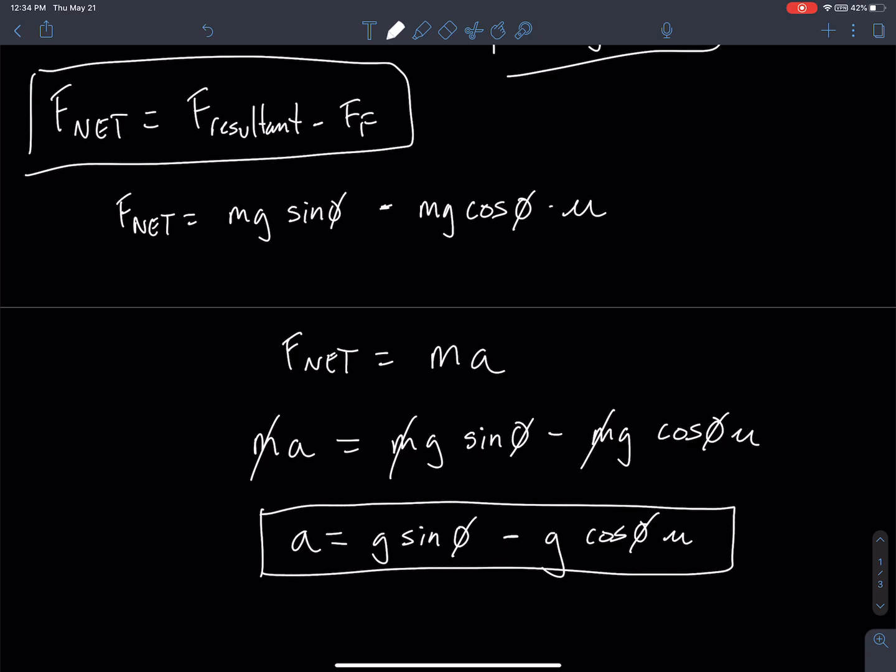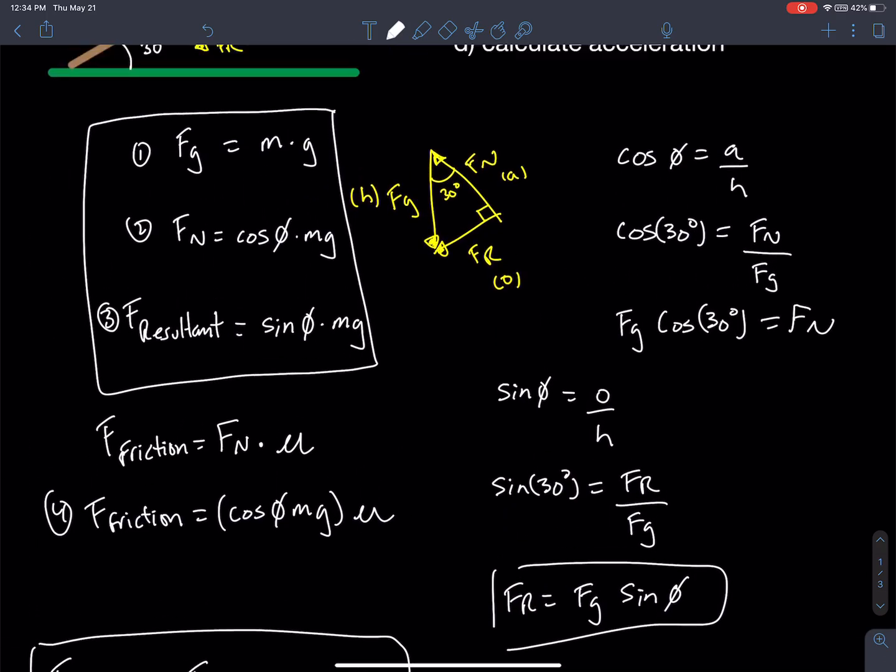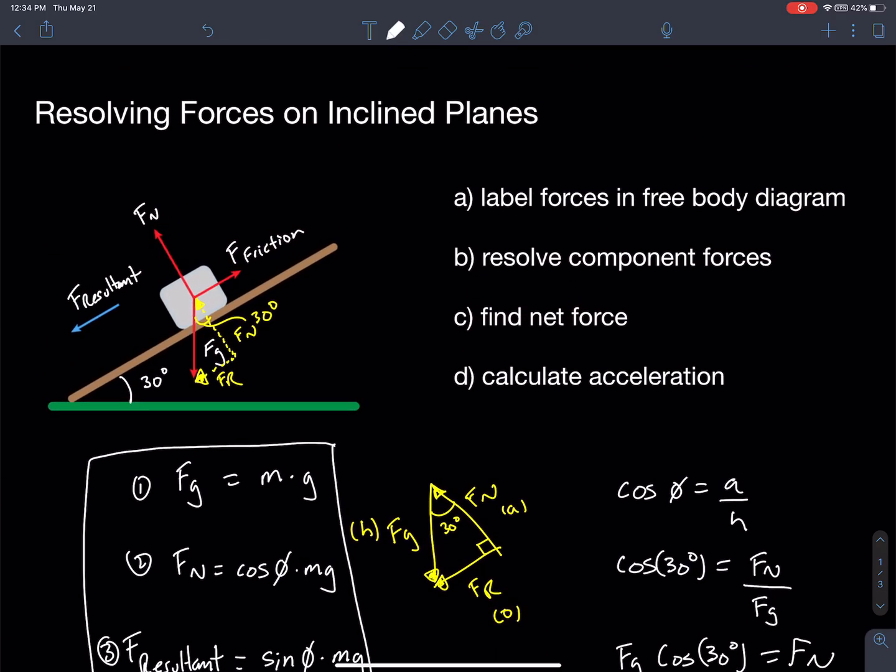All right, and then I would go and plug all my numbers in there to be able to calculate the acceleration of the object sliding down an inclined plane. And that would be the most complicated inclined plane problem you can get, where they ask you to factor in friction. If there was no friction, it becomes a lot simpler.